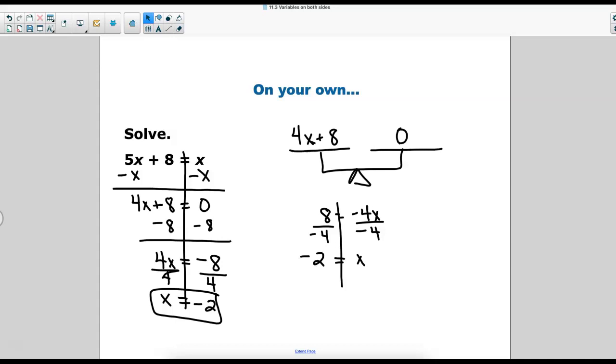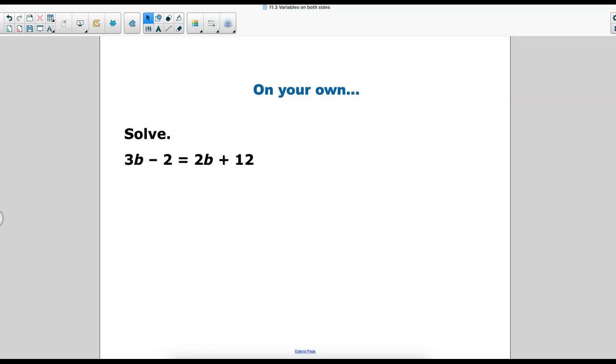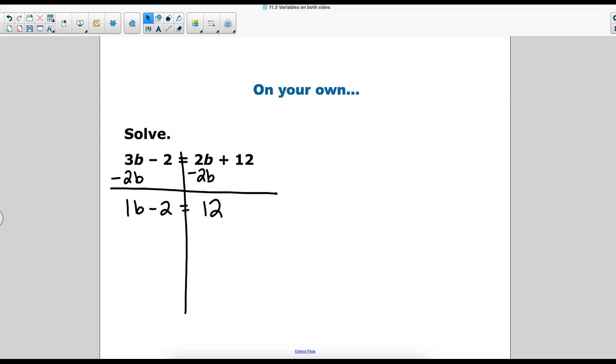If it's a complete sloppy mess, you need to work on fixing that. Okay, let's look at this one. Which one did you get rid of, the 3b or the 2b? 2b. I would have taken the smaller number, right? Because that leaves you with a positive b. So minus 2b from both sides. 3b minus 2b is 1b minus 2 equals 12.